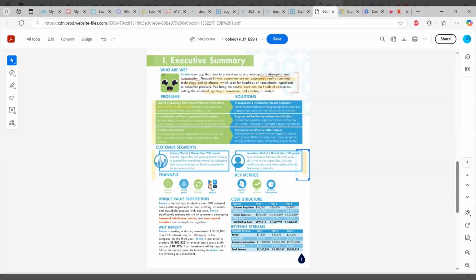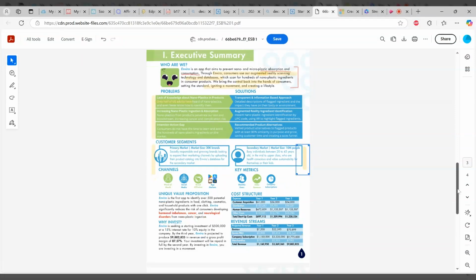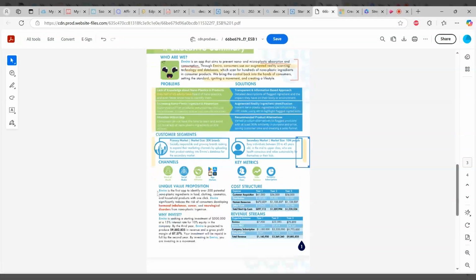Anyone can do social media, anyone can say word of mouth, but what specific details can you throw in to make your 10-pager stand out in those sections? And then you have the unique value proposition. Again, this is important. This is what makes your app stand out. Here, another specific detail: 500 potential nanoplastics and ingredients.